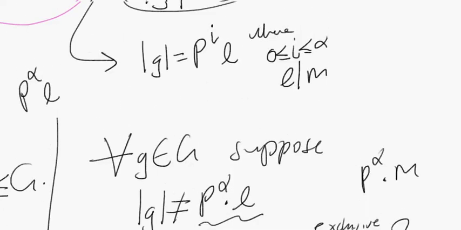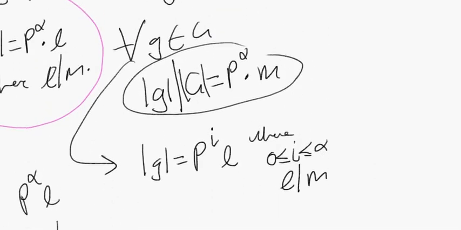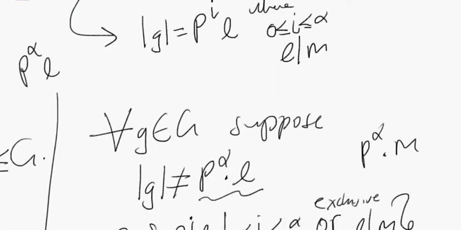So we're thinking about this idea that maybe if our group is not cyclic, if we're able to show that there's some element of order p to the alpha times L, then it appears that solves our problem. But the challenge still remains: how do we show that there's an element of order p to the alpha times L, where L is some divisor of m in the group, right?